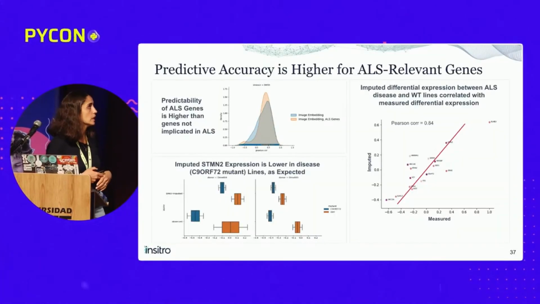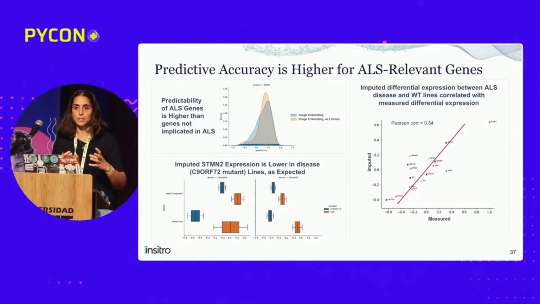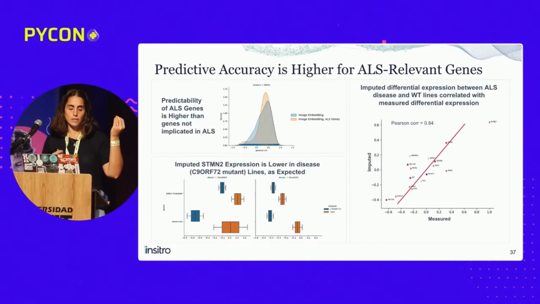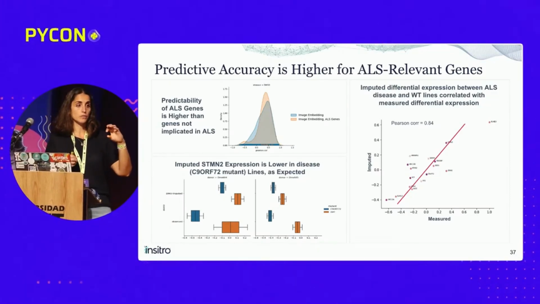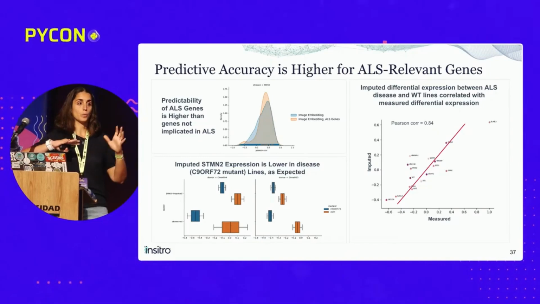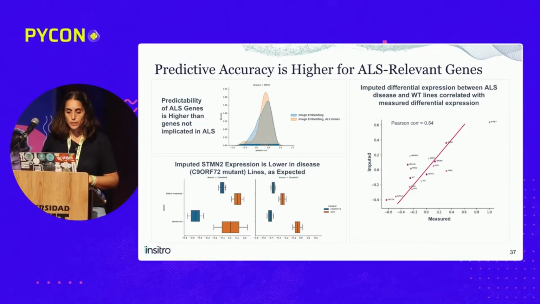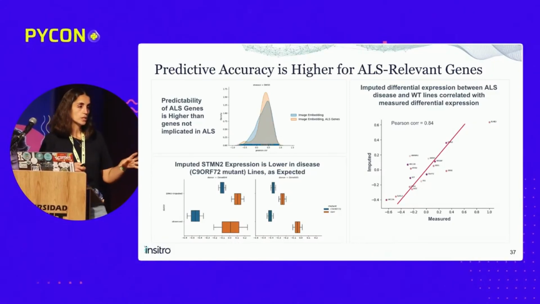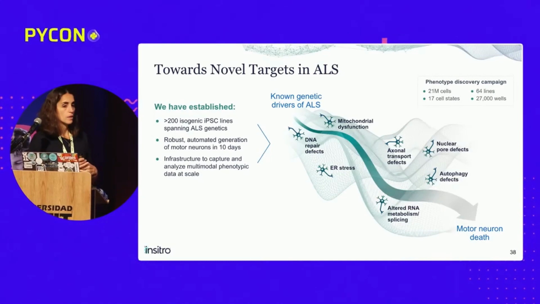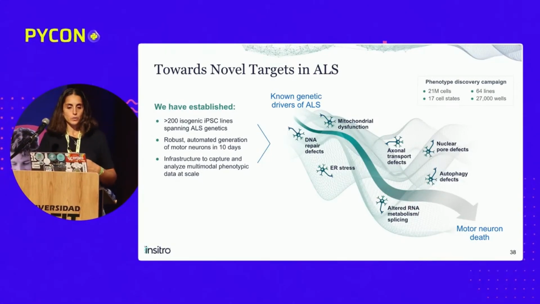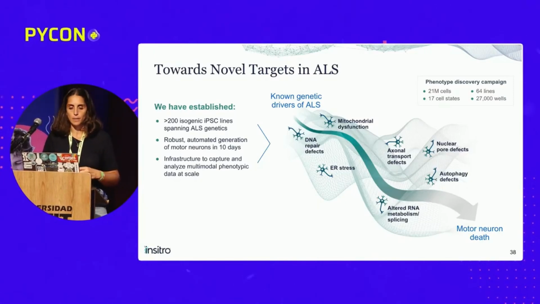And then finally, what we did was to impute differential gene expression between the disease and the wild type lines and compare this imputed differential gene expression with what we have measured. We also found good correlation. So with all these credentialing tasks done for the models, we felt that we were then ready to start going forward in identifying novel targets in ALS.